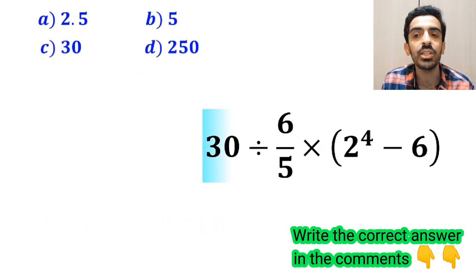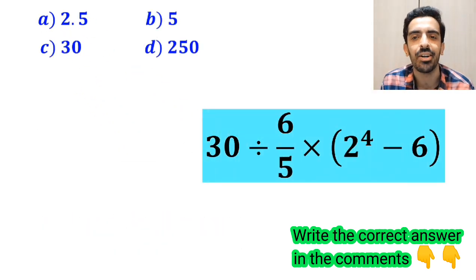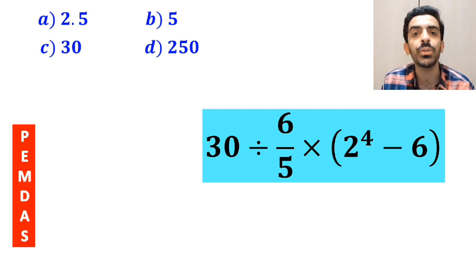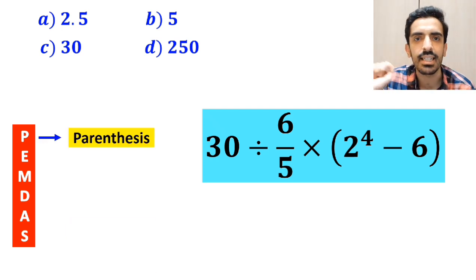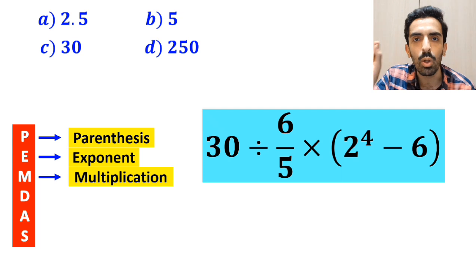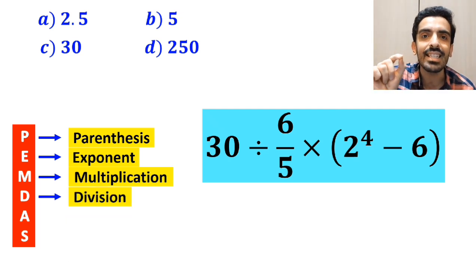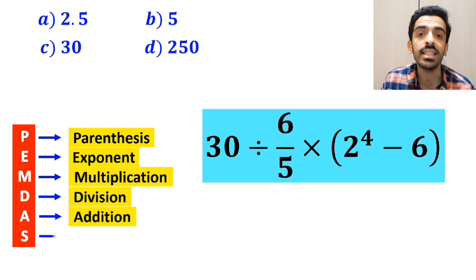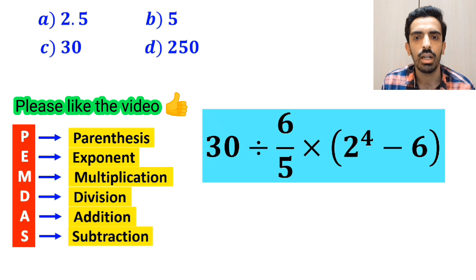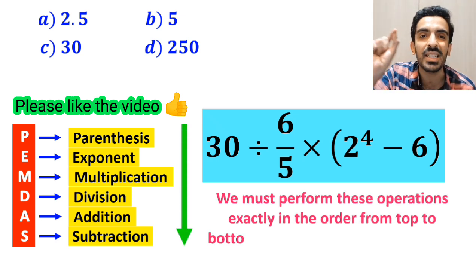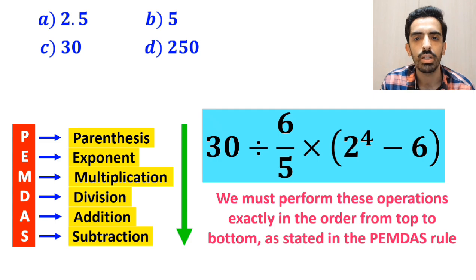Now let's go through this question step by step and solve it together. To solve this question, we need to follow a rule that is called PEMDAS. In this rule, P stands for parenthesis, E stands for exponent, M stands for multiplication, D stands for division, A stands for addition, and S stands for subtraction. We must perform these operations exactly in order from top to bottom as stated in the PEMDAS rule.